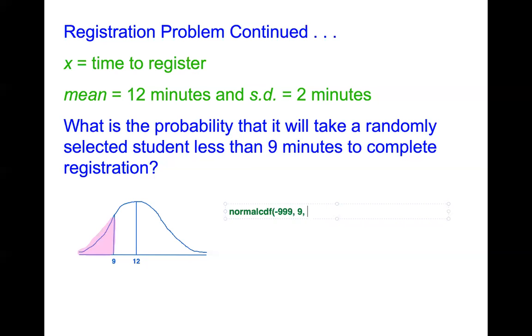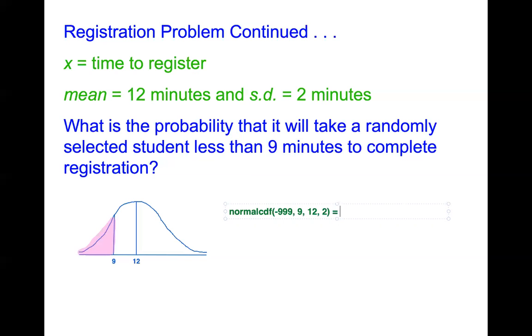So 12 minutes? Is it 12 for the mean? Perfect. Yep. And then standard deviation is 2. Perfect. All right, type that into your calculator. Tell me what you get. Great job. Everybody should be typing it into their calculator just to make sure we all get the same answer. So let me know what you get, Vic.